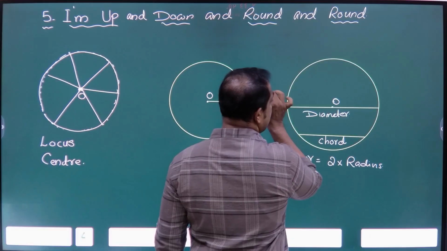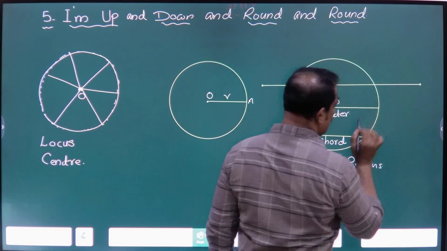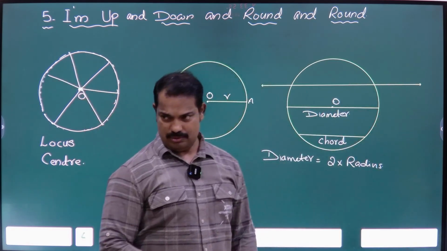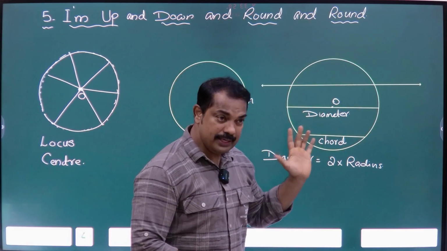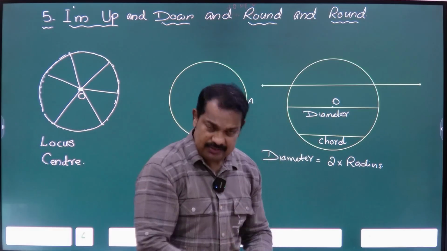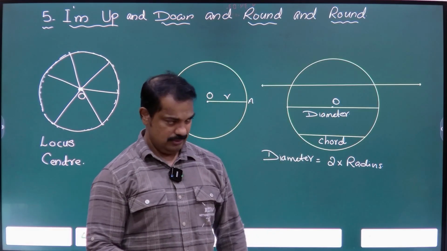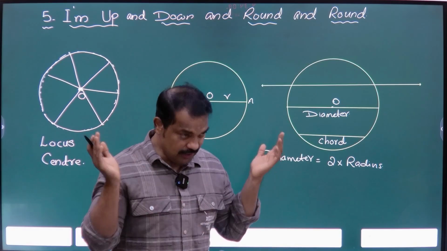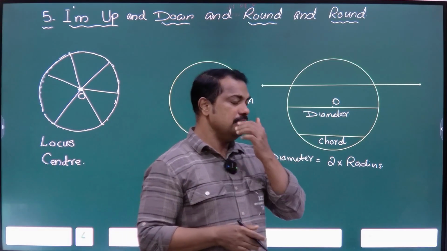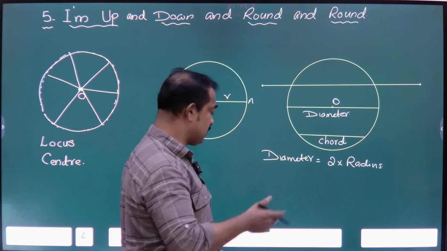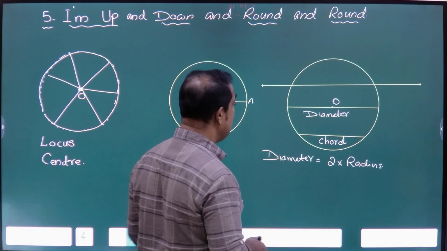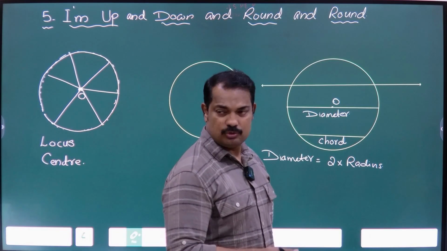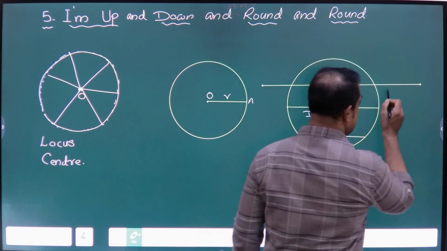And the line that passes through the circle can be extended as far as we like. Here there is no end point. If the end points are on the circle, it is called chord. Here the end point is not on the circle, it is outside the circle. A line that passes through the circle is called secant.